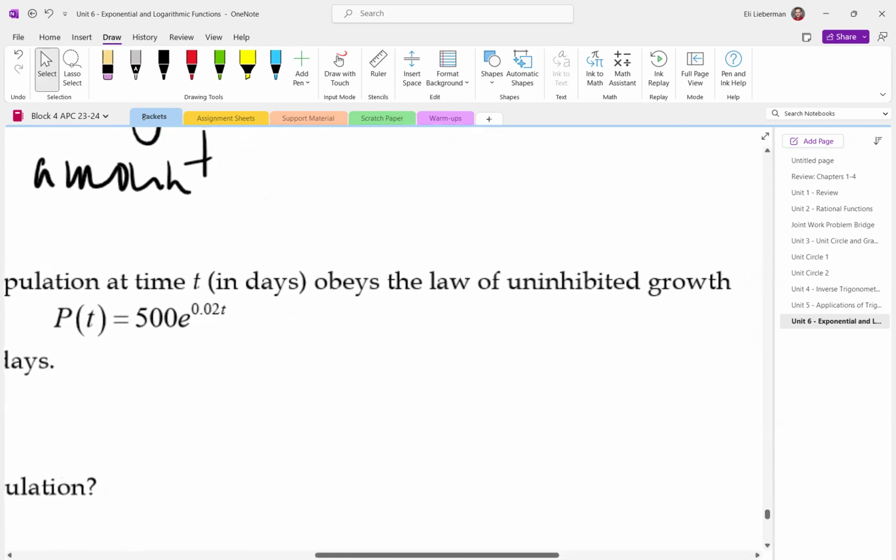Now it told us it obeys the law of uninhibited growth, so it didn't need to give us the equation. But can you imagine what this graph looks like? Can you discuss with your neighbor what this graph looks like?